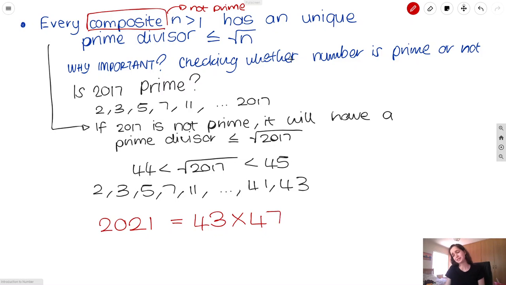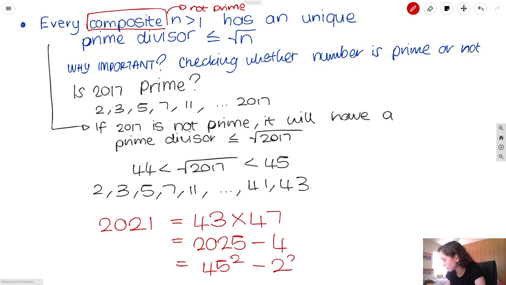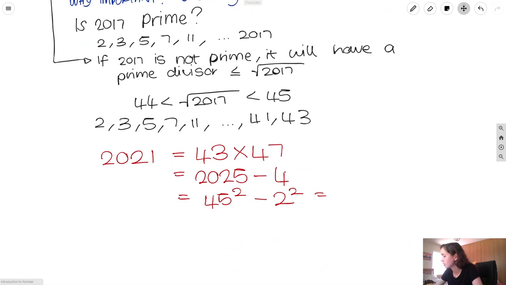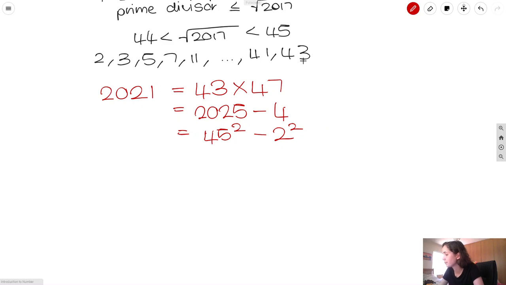This is important because I like to ask questions surrounding the year number in Math Olympiads. So do remember this. You can also remember it by the fact that 2021 is the difference of squares. So it's 2025 minus 4, which is going to be 45 squared minus 2 squared. In other words, it's going to be 45 minus 2 times 45 plus 2, which is where we'll get 43 times 47.